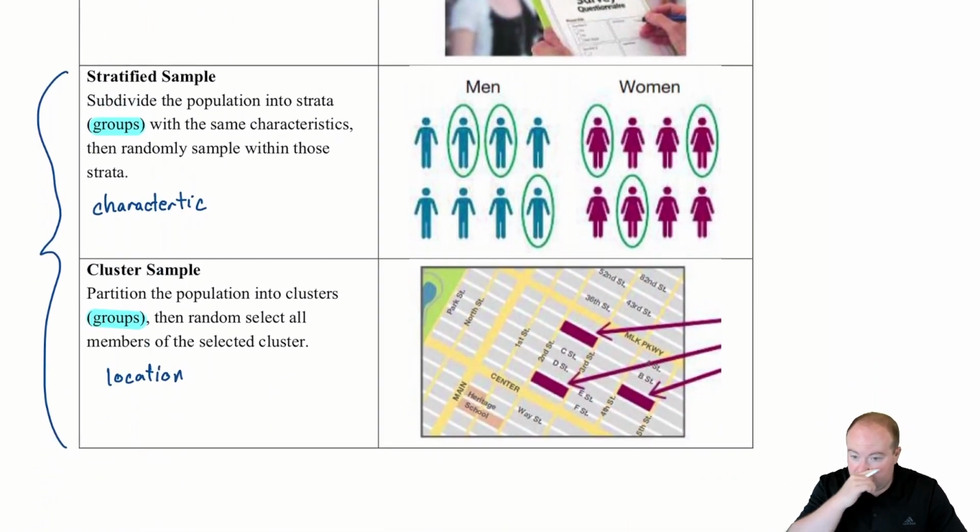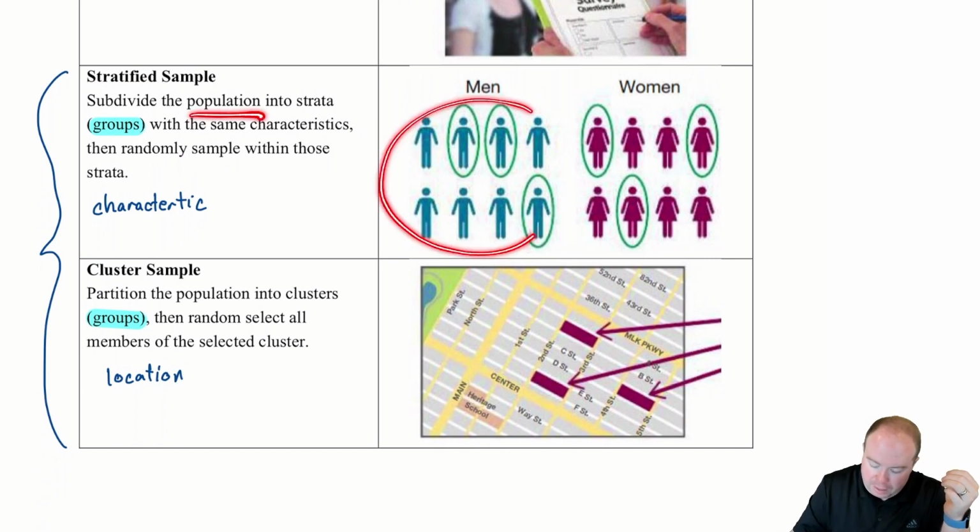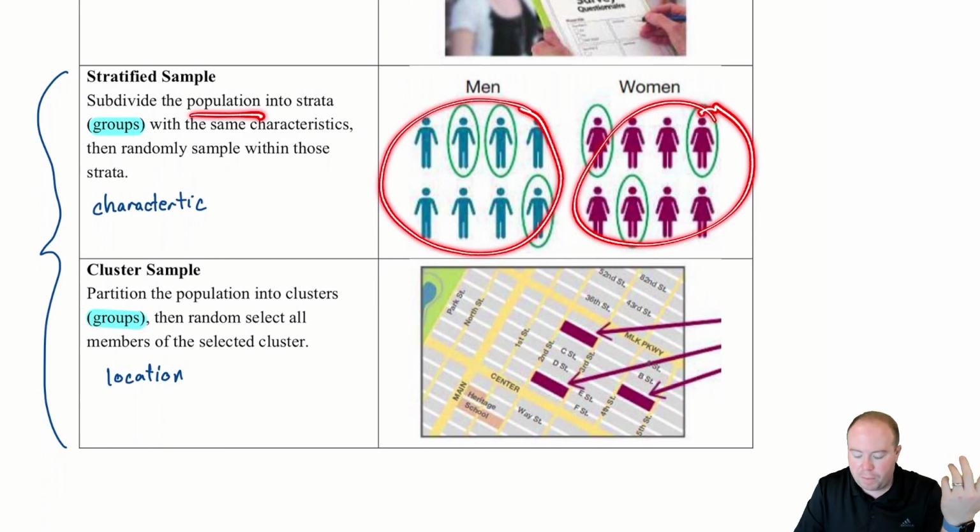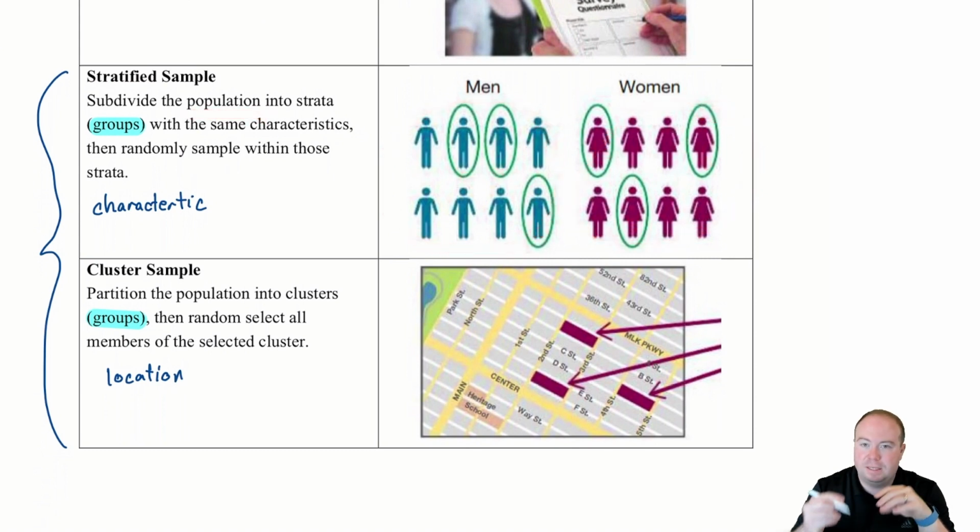Stratified and cluster get a little bit confusing in terms of making sure you select the right one in the scenario. Stratified deals more with characteristics. You take your population and group all of them under the same characteristic, here male and female, and then you randomly select the same amount within each of those different strata. So basically, you have an equal distribution of whatever the strata or characteristic is.